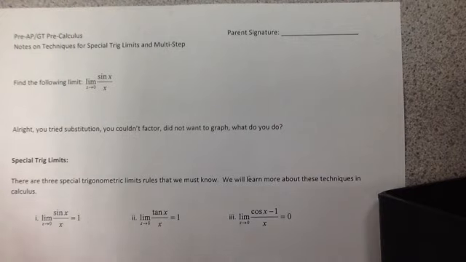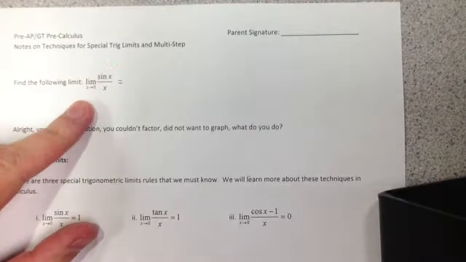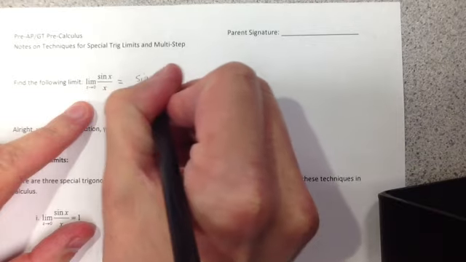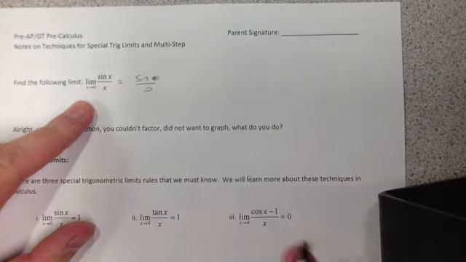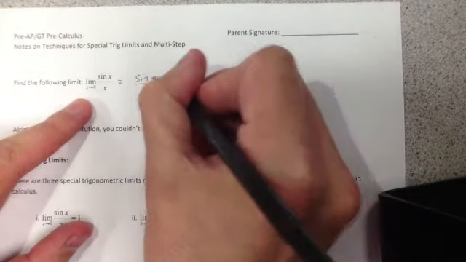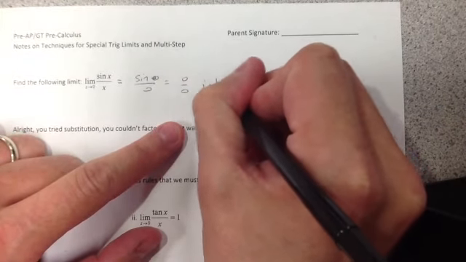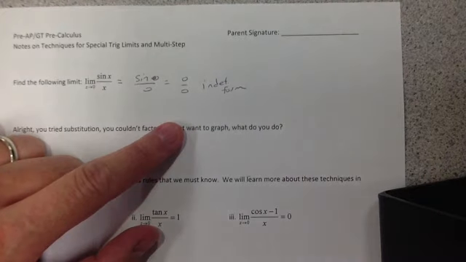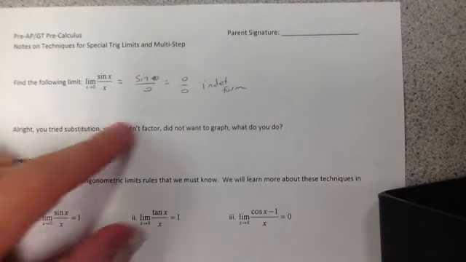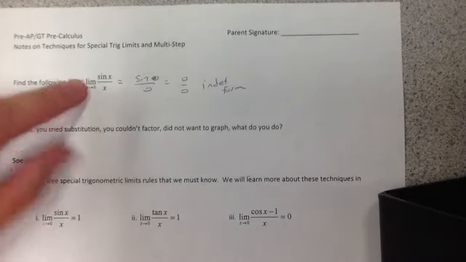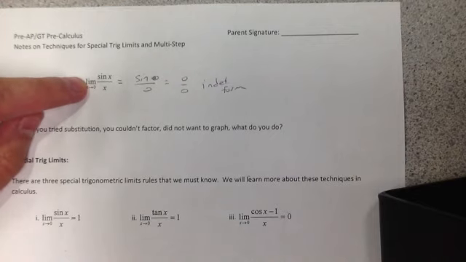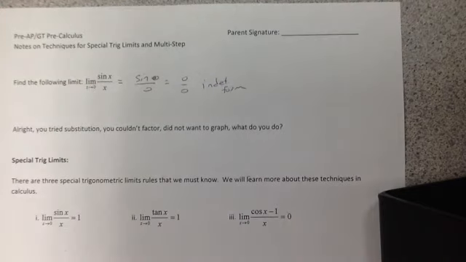Alright, let's get started. Let's try to find the following limit. Let's try substitution. If I plug 0 in, we get the sine of 0 over 0. Well, what's the sine of 0? 0 over 0. Again, we get our indeterminate form. So the problem is, we can't solve it by substitution. We also can't factor it. It's not irrational, so we don't want to graph this. So what do we do? This is a special rule that we're going to talk about.